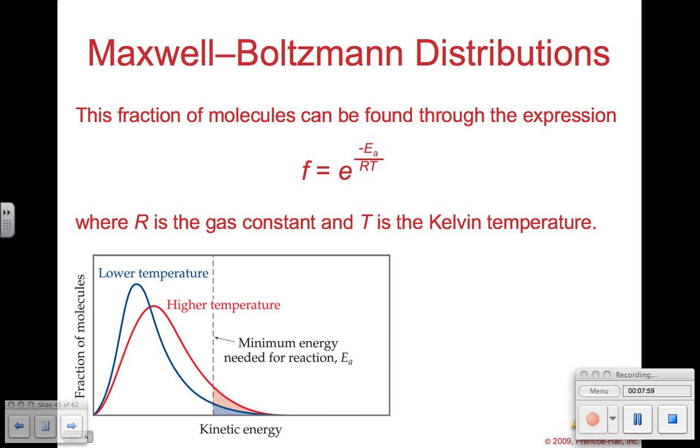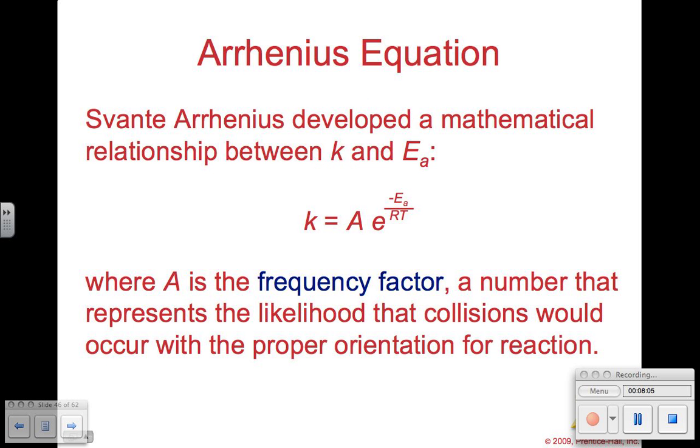So this fraction of molecules can be found through this expression where R is the gas constant and T is the temperature in Kelvin. Okay, so both things that you're familiar with. This is to find the fraction of molecules that have met the activation energy. So obviously it's based on the temperature of the reaction.